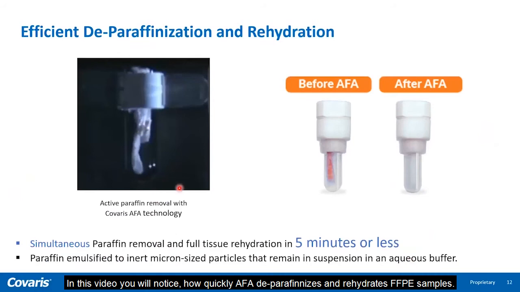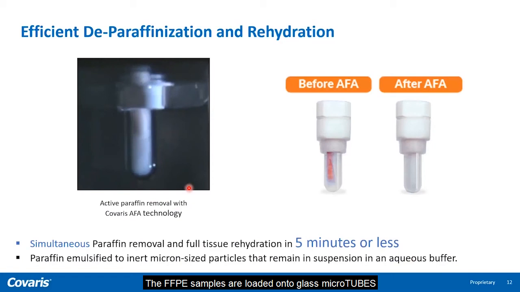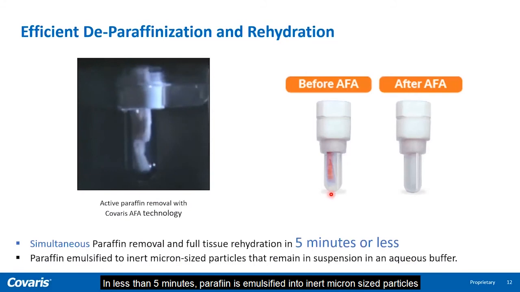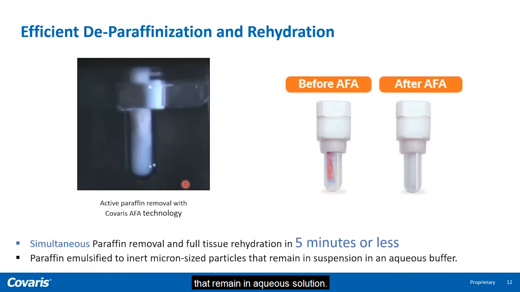Now, in this video, you will notice how quickly AFA de-paraffinizes and rehydrates FFPE samples. The FFPE samples are loaded onto glass microtubes and then subjected to AFA on Covaris instrument. In less than 5 minutes, paraffin is emulsified into inert micron-sized particles that remain in aqueous solution. The tissue is simultaneously rehydrated.